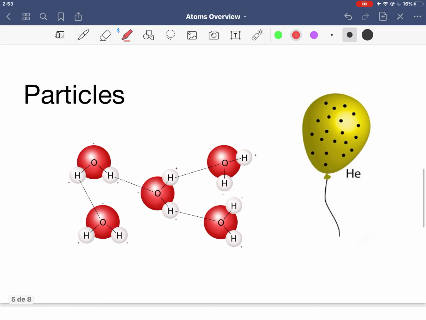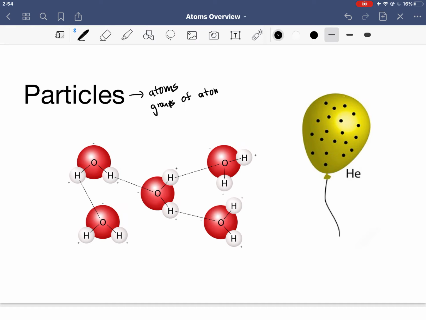Let's take a look at particles now. So remembering back to last unit, we talked a lot about particles, and I'm sure you're wondering, how do those particles that we discussed before relate with what we're doing now with atoms? Well, particles, these were either atoms or groups of atoms.